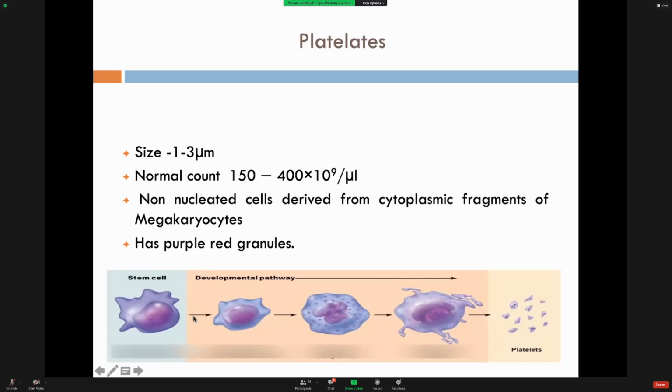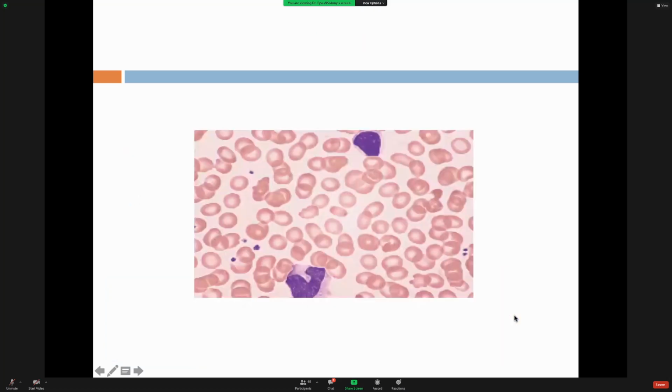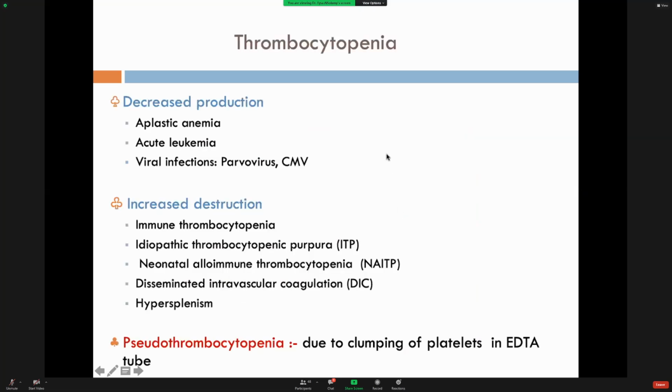You can see this is the stem cell, how it develops for platelets. And then we have the megakaryocyte, large, mega means large, karyocyte. Then how it looks later on, non-nucleated cells called platelets. This is the platelets. Thrombocytopenia means decrease in number of platelets.